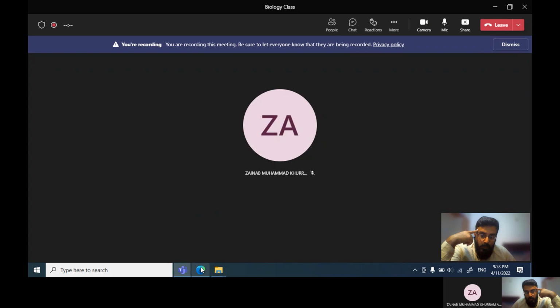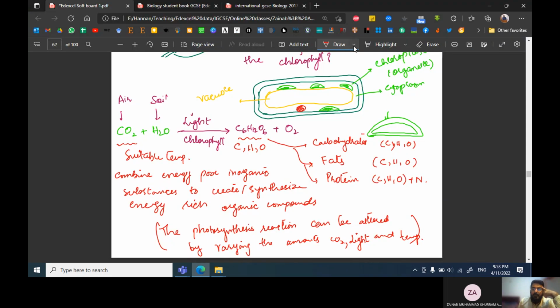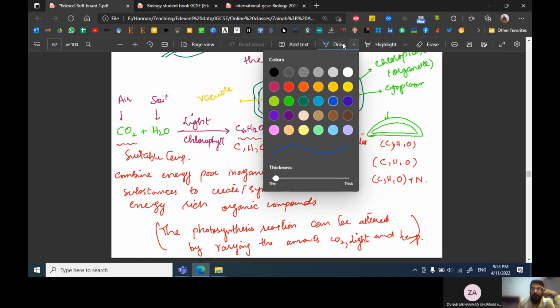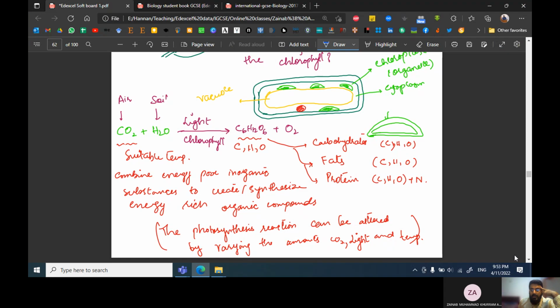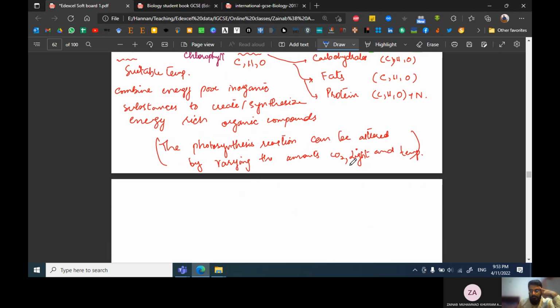So what do we call these factors which can alter the photosynthesis reaction rate? The photosynthesis reaction rate can be altered. What do we call these factors that can alter the reaction rate? Can you answer this?